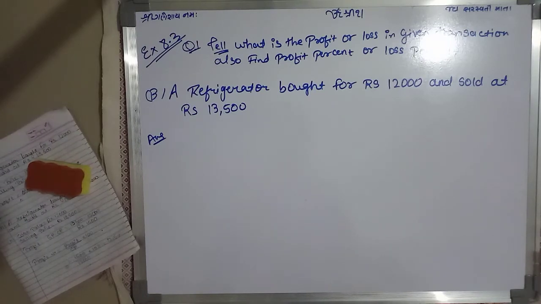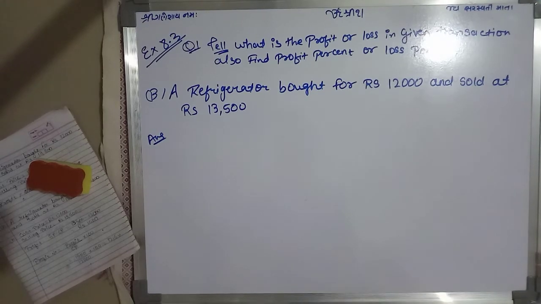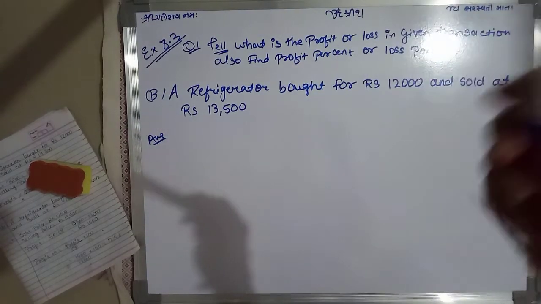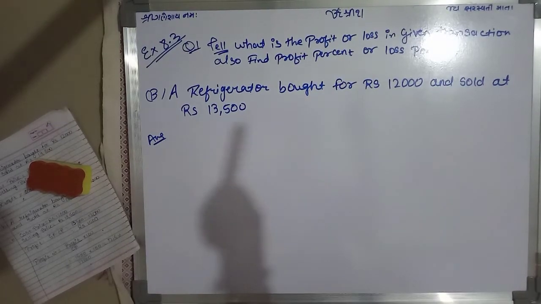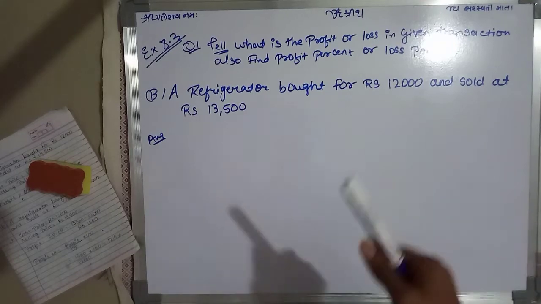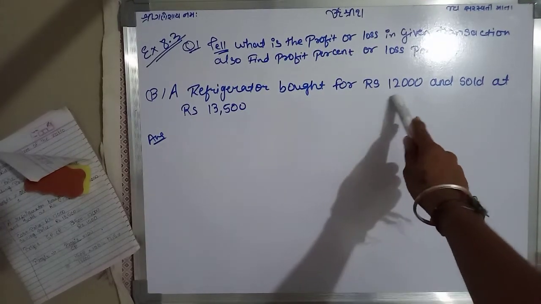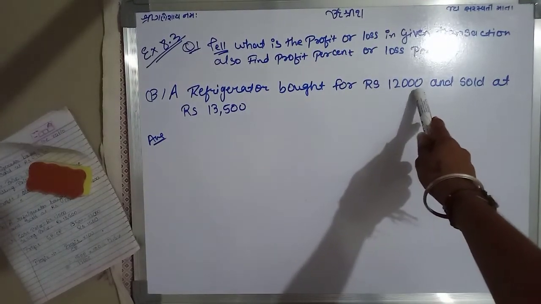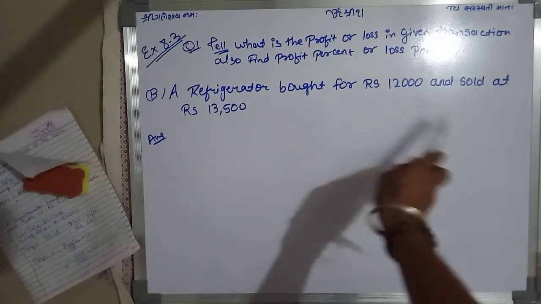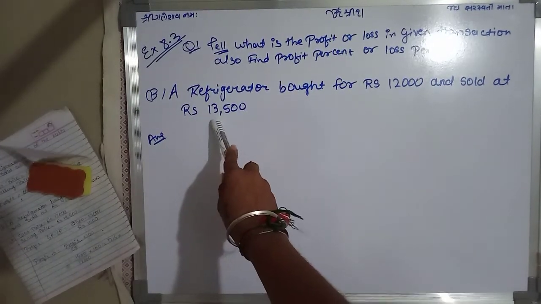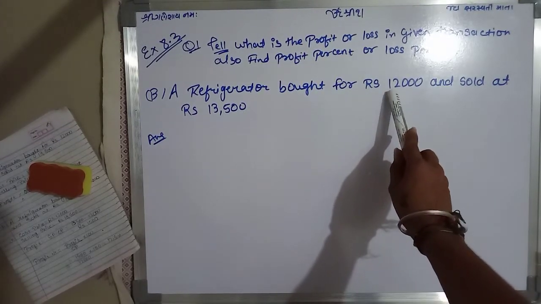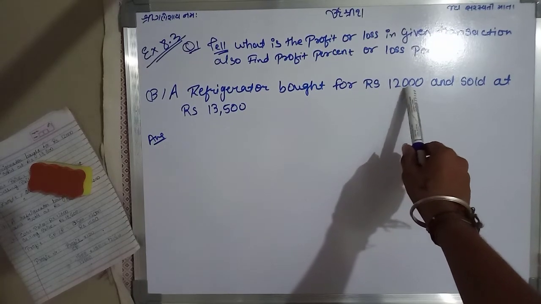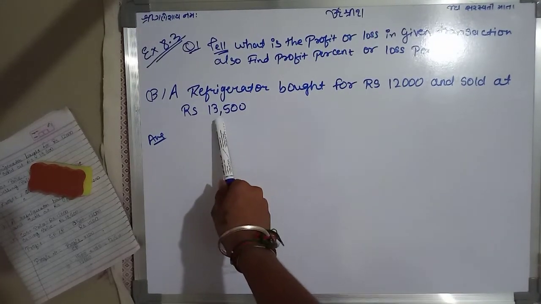So let's see the second question. A refrigerator is bought for rupees 12,000 and sold at rupees 13,500. It means we bought a refrigerator for rupees 12,000 and we sold it to another person for rupees 13,500. So here 12,000 is the CP, the purchasing price, and we sold it at rupees 13,500, which means the selling price is 13,500.